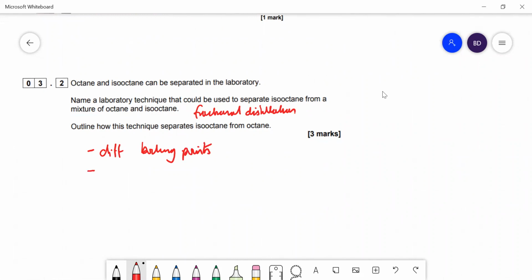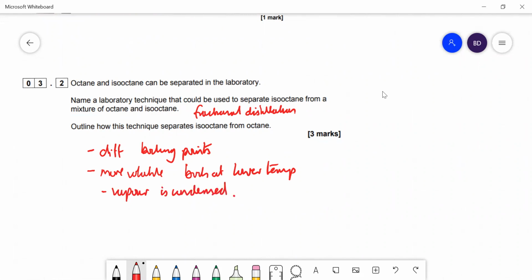The more volatile one boils at a lower temperature, and the vapor is condensed. Now for 3 marks, I don't think you need to talk about the role of the fractionating column there. That is sufficient. So 1 mark for fractional distillation, 1 mark for different boiling points, and that's it really.